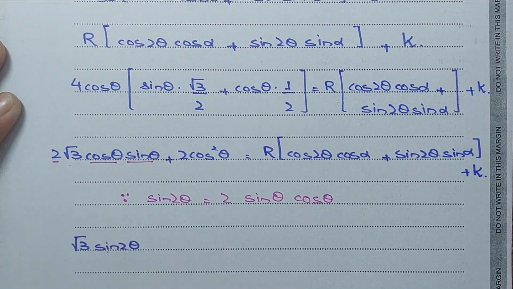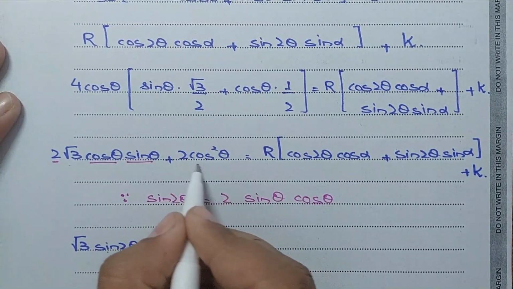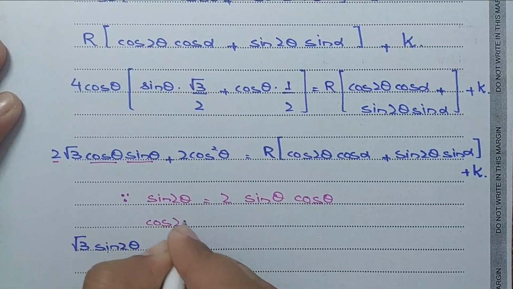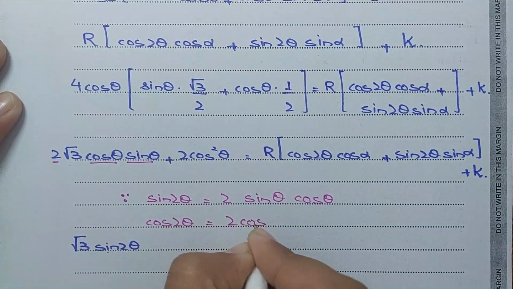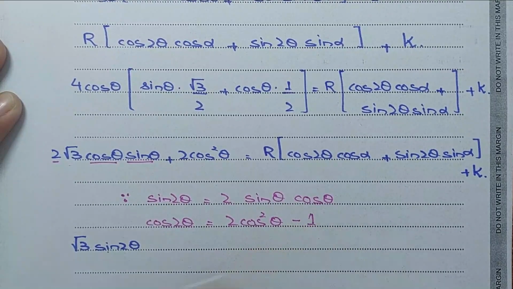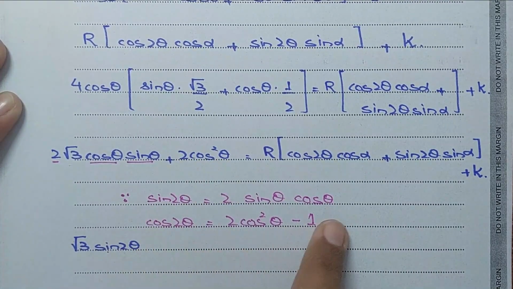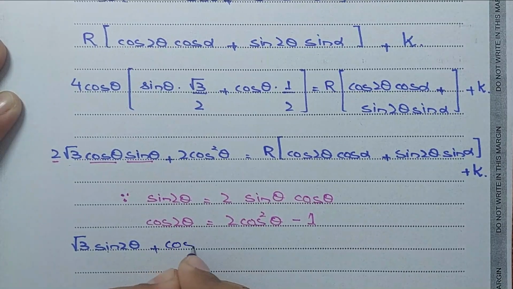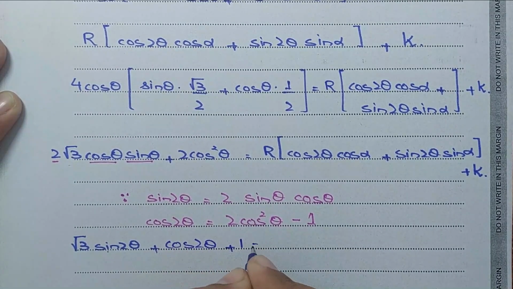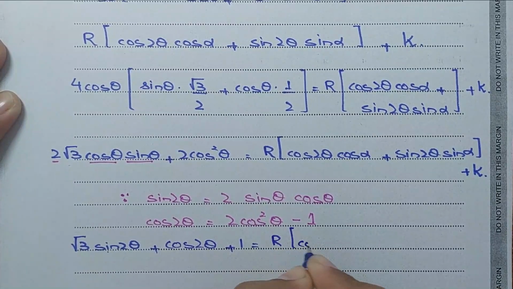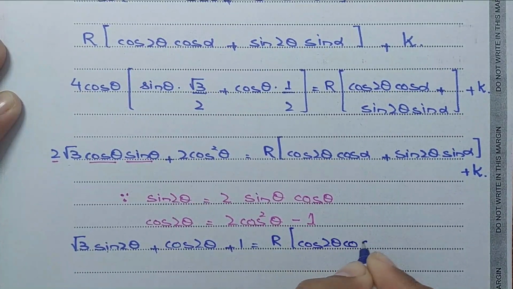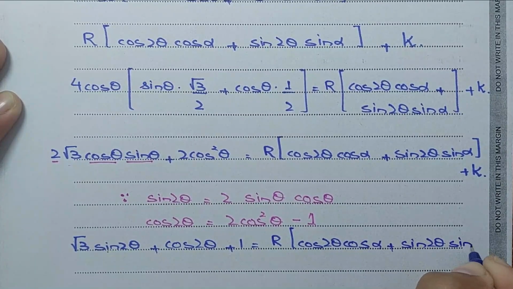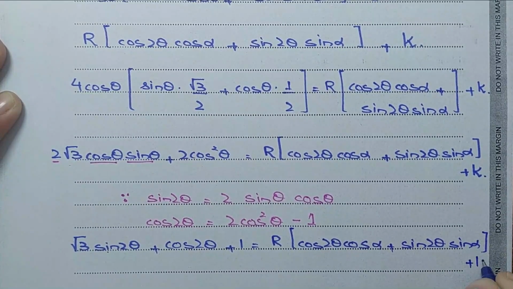Okay. And the other thing we have is cos square. We have to convert this into cos 2 theta. We know that cos of 2 theta is equal to 2 cos square theta minus 1. So 2 cos square theta is cos 2 theta plus 1. This is cos of 2 theta plus 1 equals r cos 2 theta cos alpha plus sin 2 theta sin alpha plus some k.